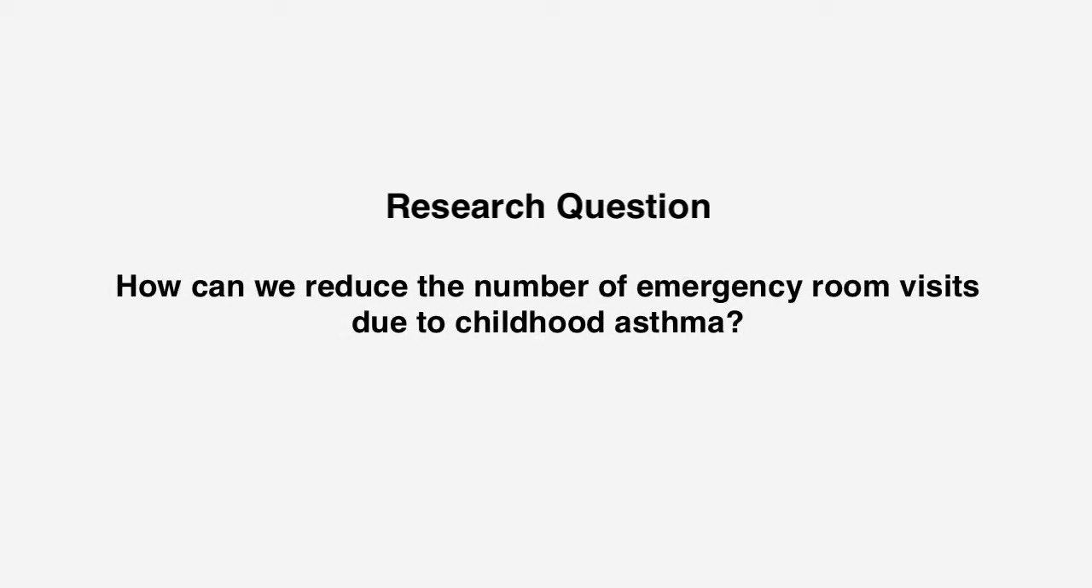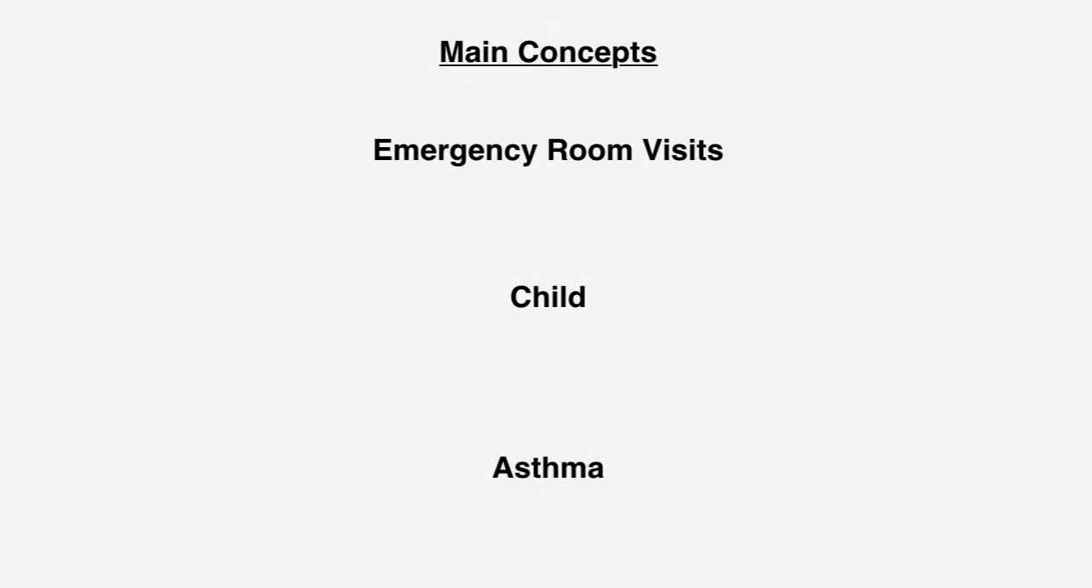For my paper, I am trying to answer the question, how can we reduce the number of emergency room visits due to childhood asthma? I have identified emergency room visits, child, and asthma as my main concepts and will use these to do a keyword search. Since Google Scholar and Google will automatically place the Boolean operator AND in between words, I do not have to use them here. However, I do need to place quotes around phrases to tell Google Scholar that I only want materials where all of those words appear together.